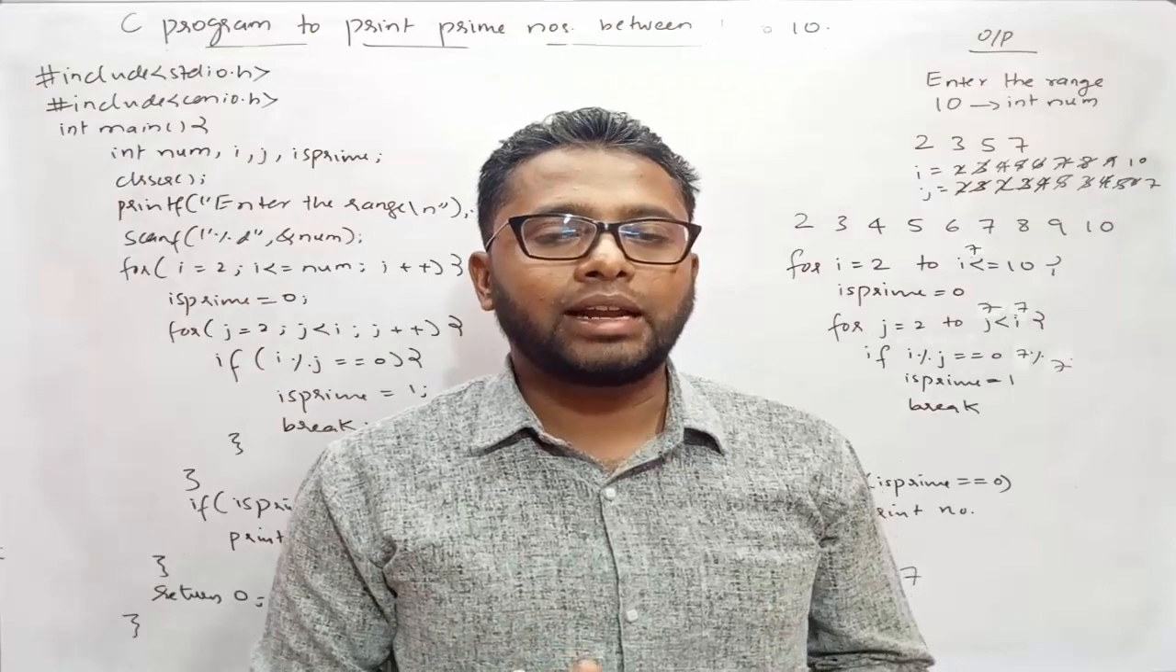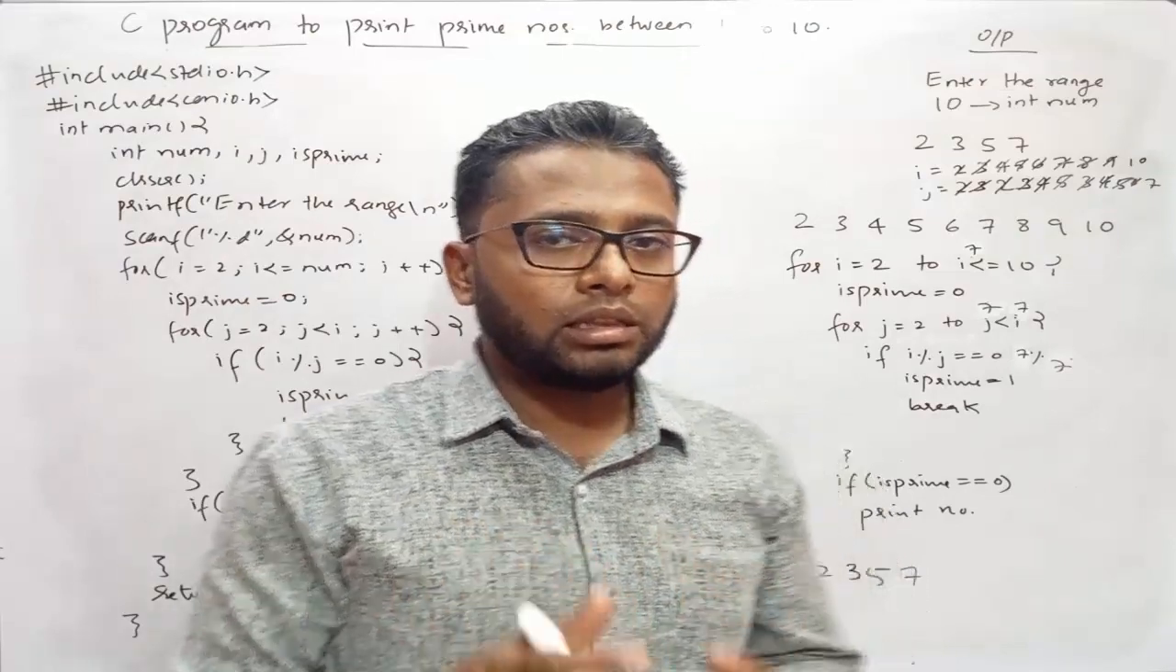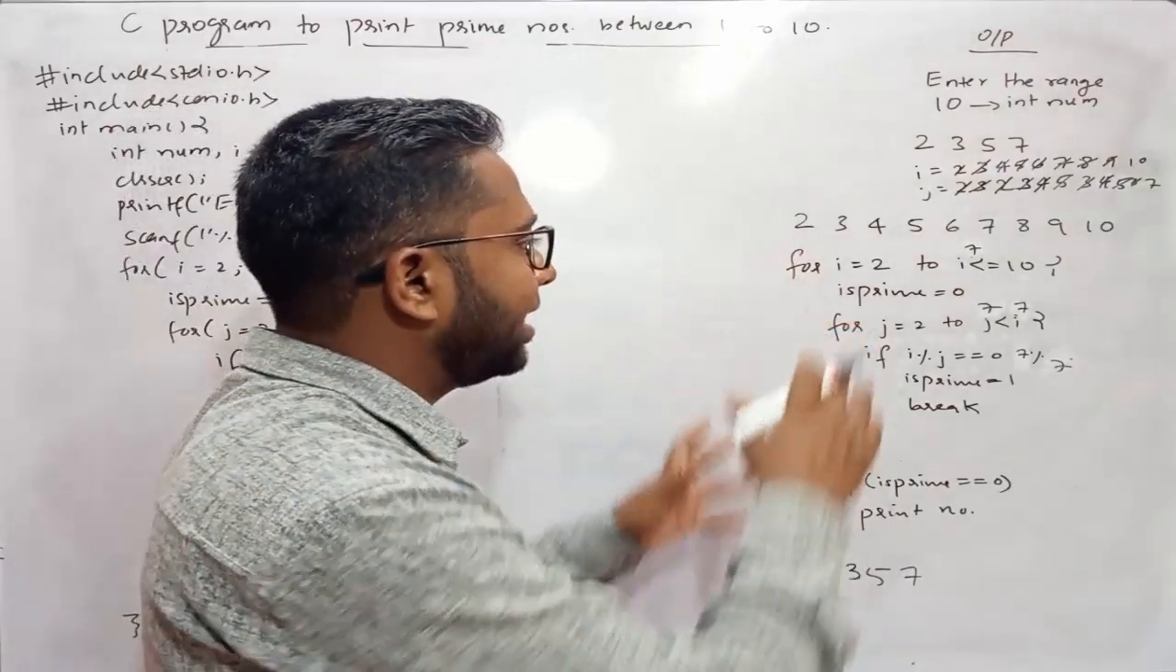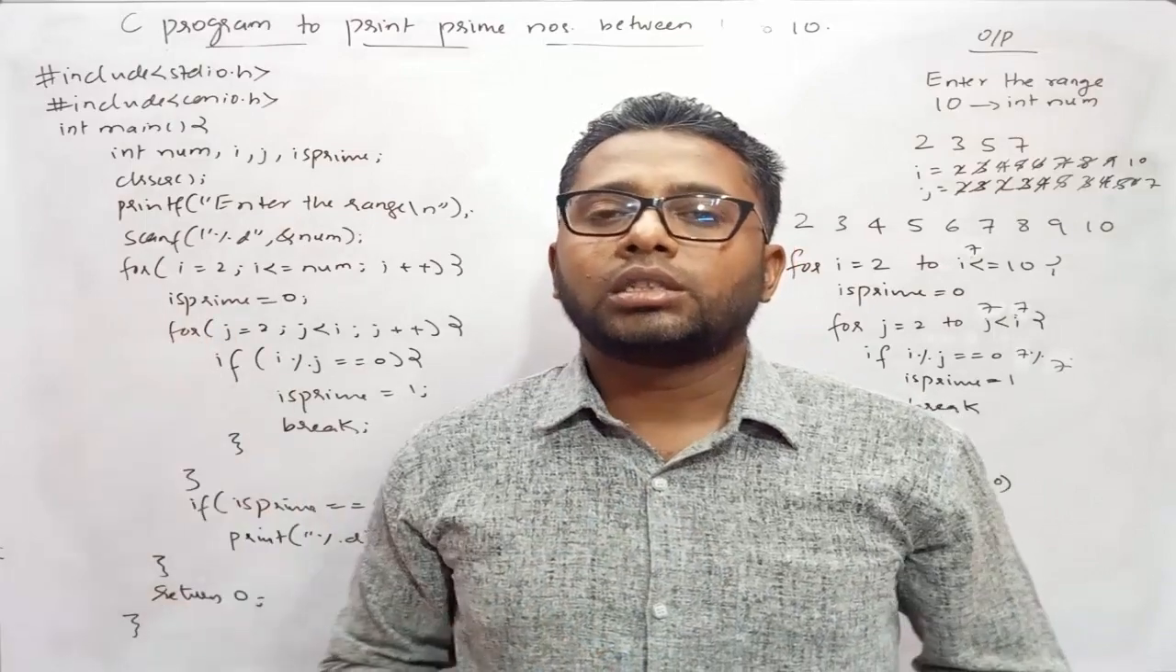Okay, so this is how we can write the C program to find the prime numbers within the range of 1 to 10. So in this video I have discussed this entire logic. I hope you guys have understood the logic and how I have converted the logic into the C program.